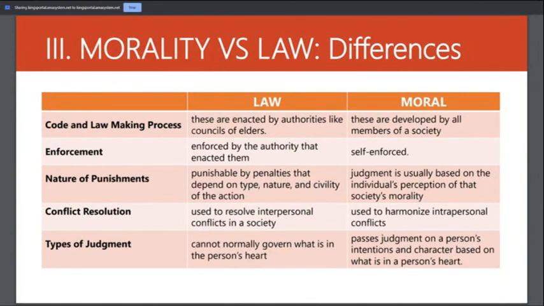Moral judgment is usually based on the individual's perception of that society's morality. When we talk about conflict resolution, law is used to resolve interpersonal conflicts in society, while moral, on the other hand, is used to harmonize interpersonal conflicts. We also have the types of judgment: law cannot normally govern what is in a person's heart. Basically, it will not touch a human's heart, while moral passes judgment on a person's intentions and character based on what is in a person's heart.